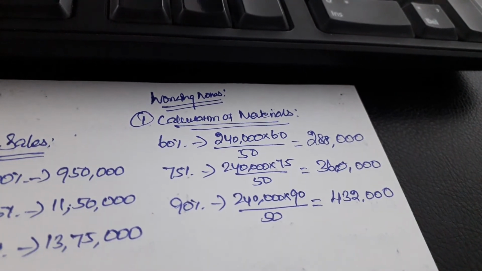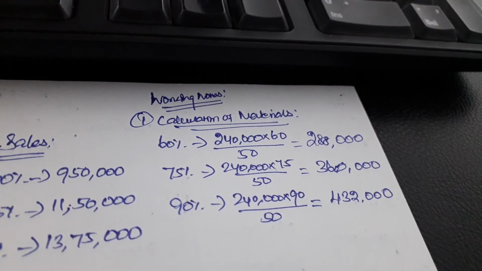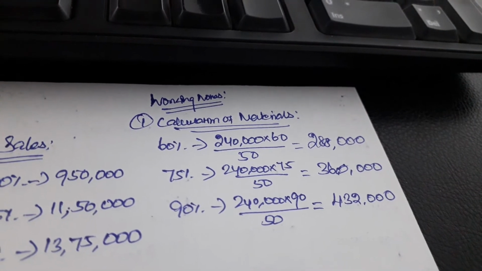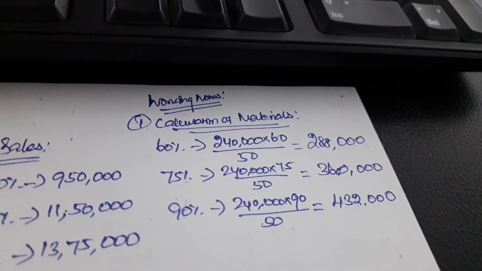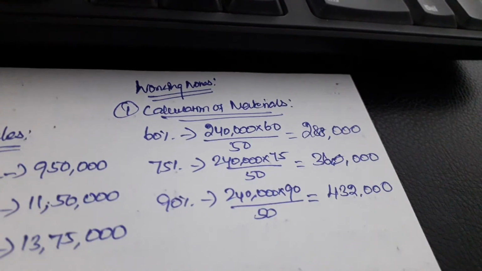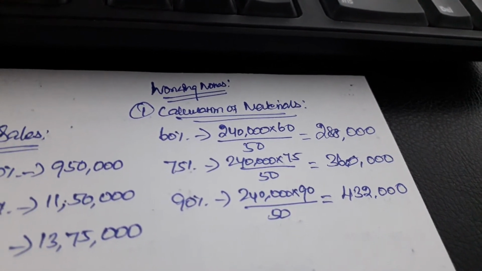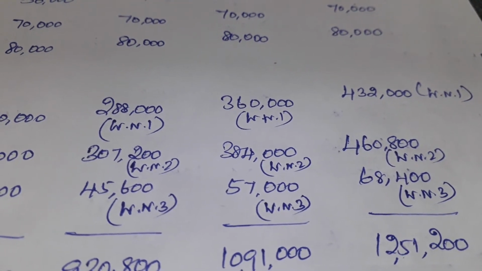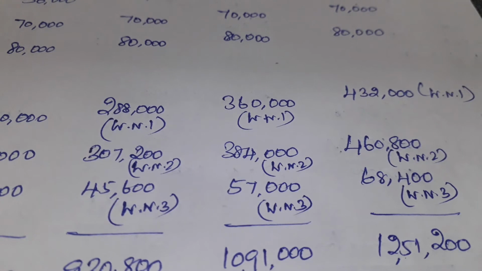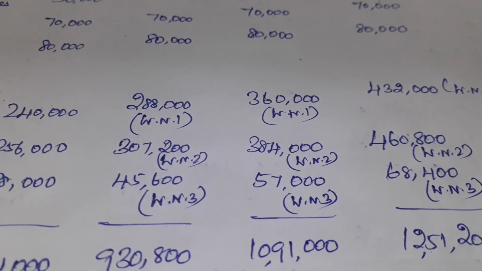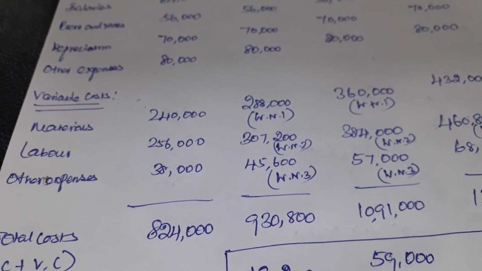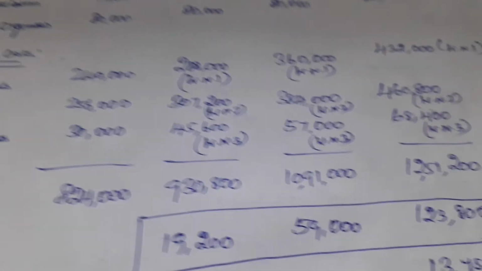2,40,000 is the material value as per 50%. It has to be multiplied by 60 divided by 50. Then we get 2,88,000. The same procedure for 75% and 90%. These values have been applied here: 2,88,000, 3,60,000, and 4,32,000. The same way, we have to calculate for labor charges and other expenses.